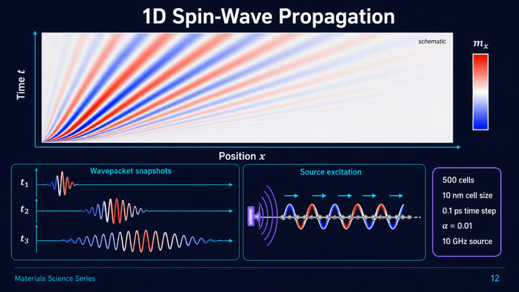Numerical simulation reveals spin wave dynamics in detail. Using finite difference time domain methods, we can solve the Landau-Lifshitz-Gilbert equation on a grid. The results show spin wave packets propagating from a localized source, with amplitude decaying due to damping. Spacetime plots reveal the dispersion. Different frequency components travel at different speeds, causing wave packet spreading. These simulations guide device design.